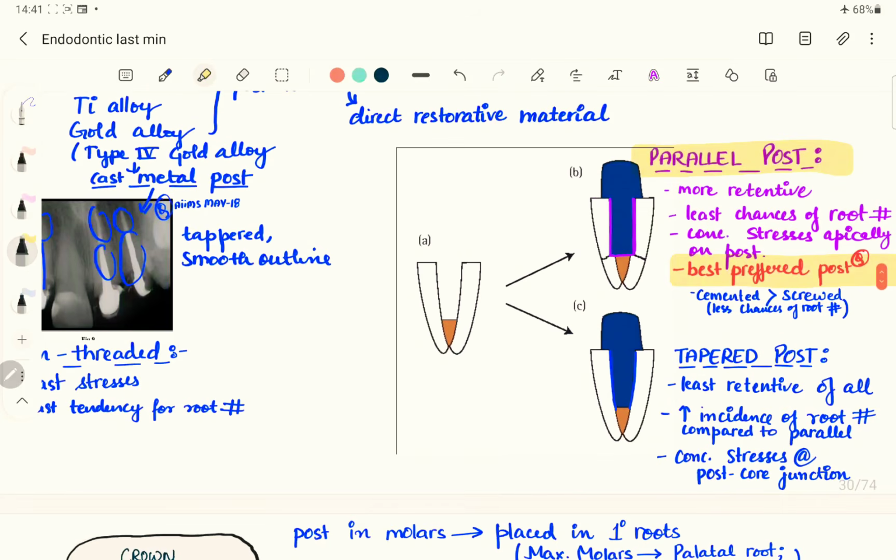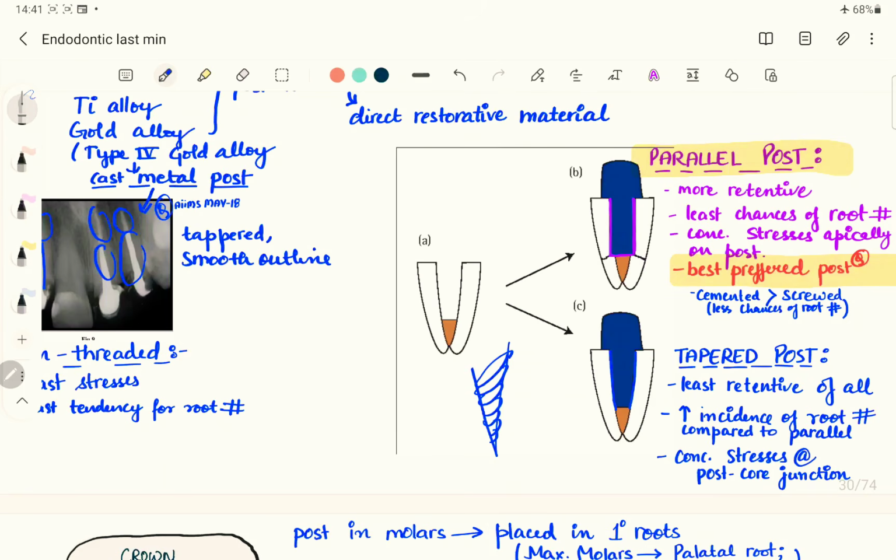Then we have tapered posts also, which are in a conical shape, which are tapering. So the tapered posts are least retentive of all. They also have high incidence of having a root fracture if we compare it with a parallel post. And if you are using a tapered screwed post, that means the one with a screw or serrations, then they have the maximum chances of having a root fracture because the concentration of stresses is at the post and core junction.